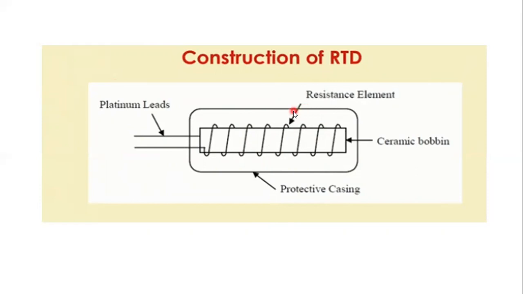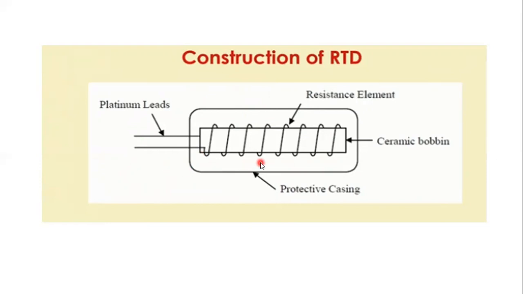In most applications, a protective metal sheath is used to provide rigidity or mechanical strength for this RTD. A protective metal sheath is used to provide more rigidity and mechanical strength. So mainly platinum, nickel and copper are used as an RTD.